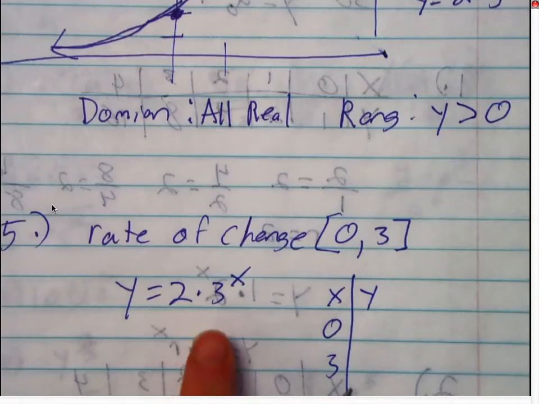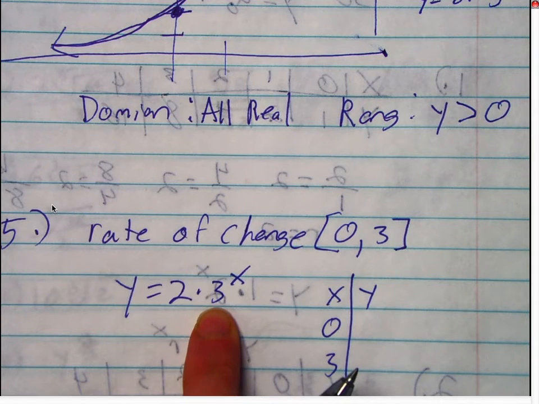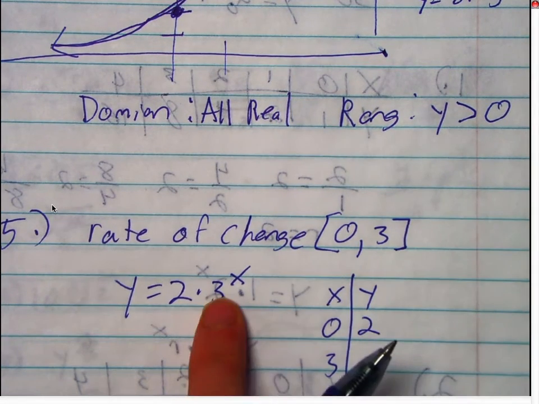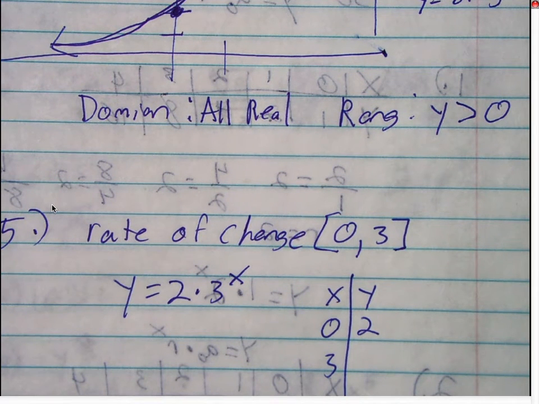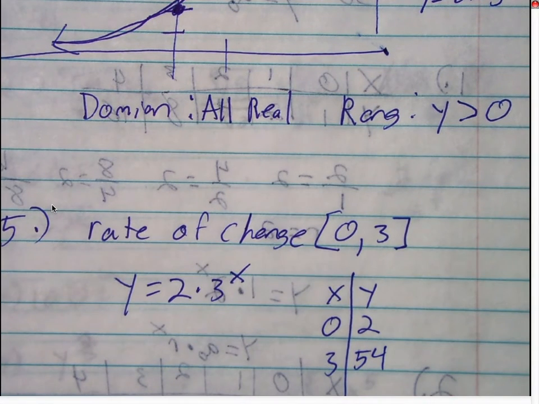So what is 3 to the 0 power times 2? 2. What is 3 to the 3rd power times 2? 3 times 3 is 9 times 3 is 27. 27 times 2 is, I should have known, 54.